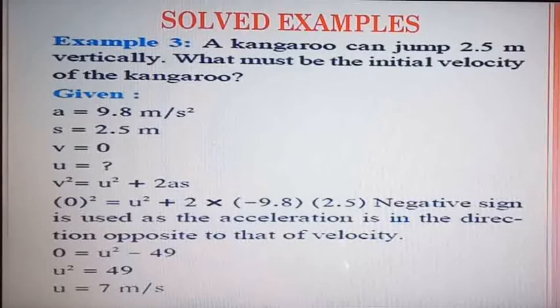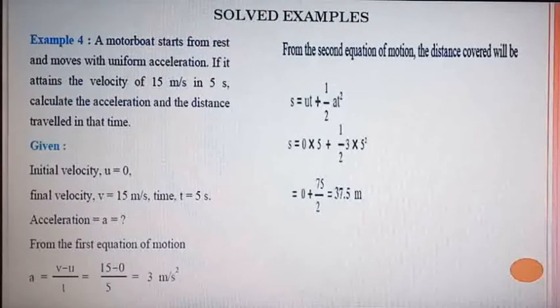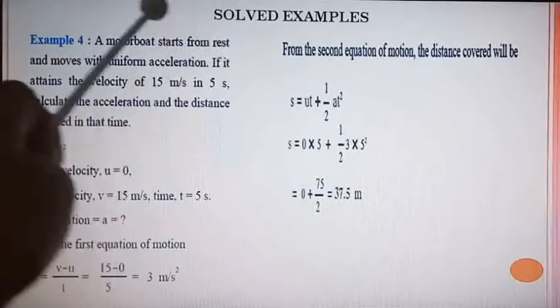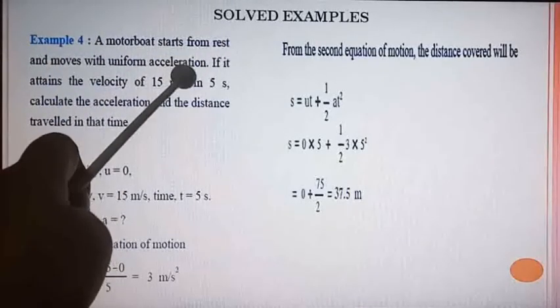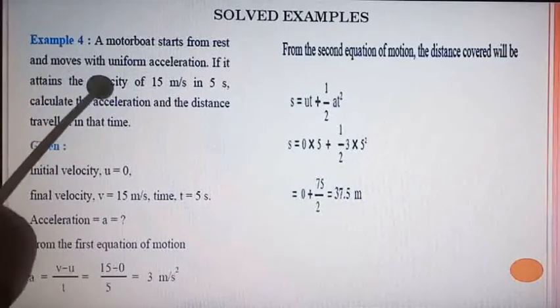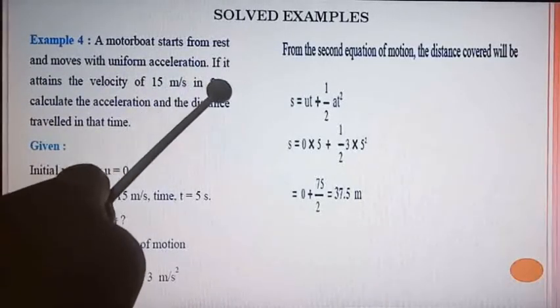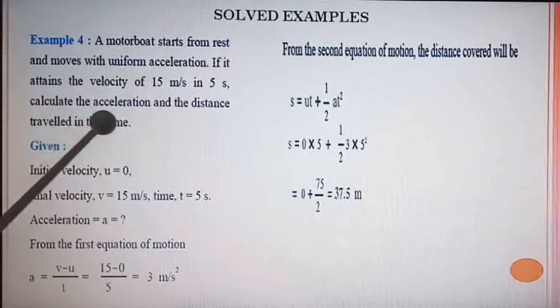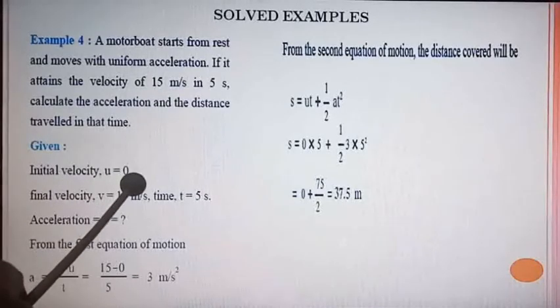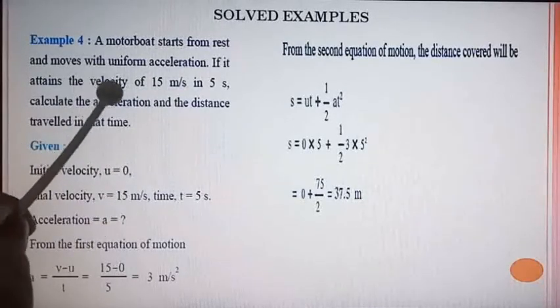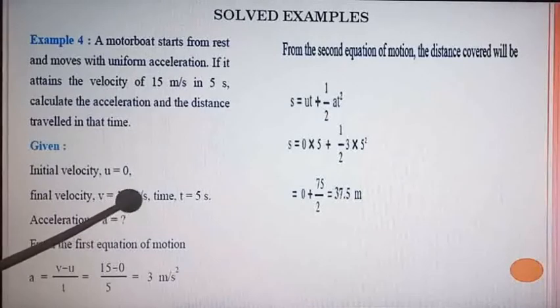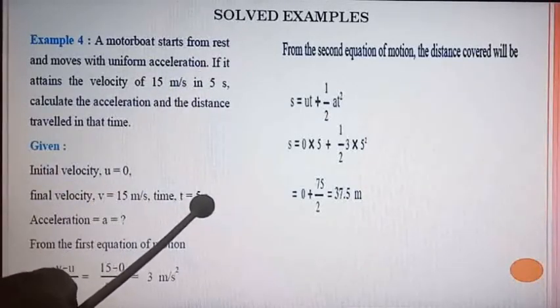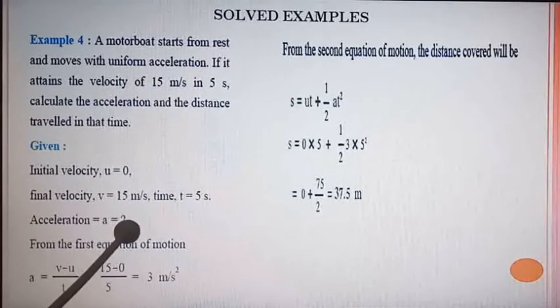The last solved example on this page is example number 4. A motor boat starts from rest and moves with uniform acceleration. If it attains the velocity of 15 meters per second in 5 seconds, calculate the acceleration and the distance travelled in that time. What is initial velocity? u is equal to 0. Final velocity v is equal to 15 meters per second. Time is 5 seconds.